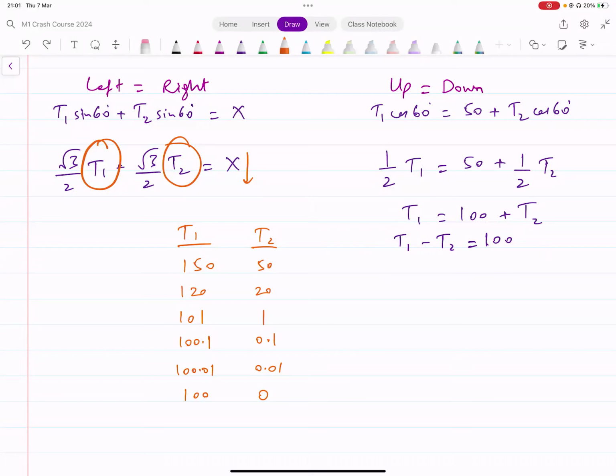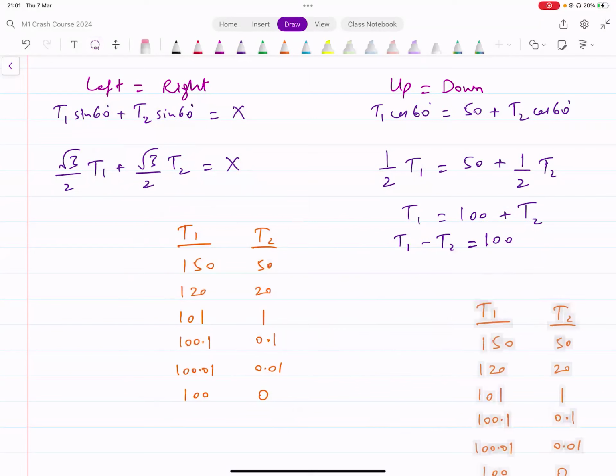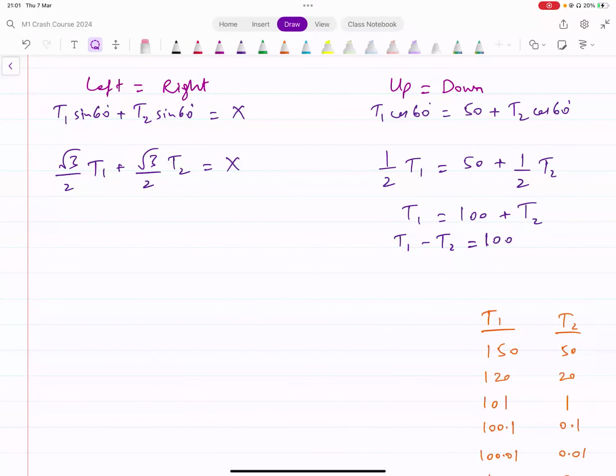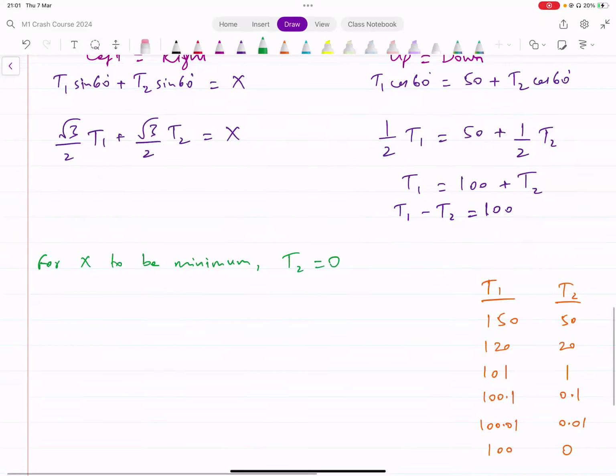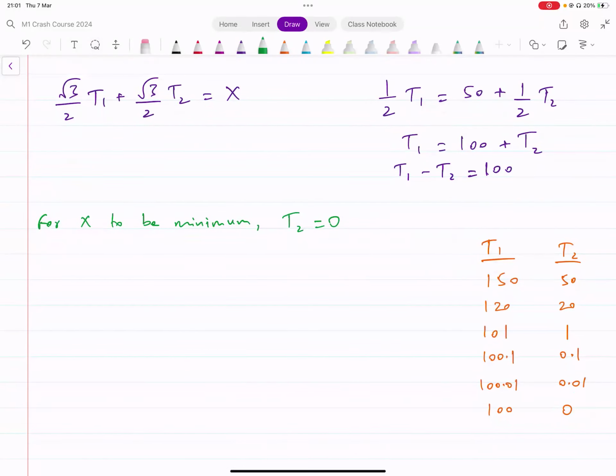So again, using these equations, what we figure out is, for x to be minimum, T2 should be 0 in this case. And now if T2 is 0, put that in both equations. What do you get from that?